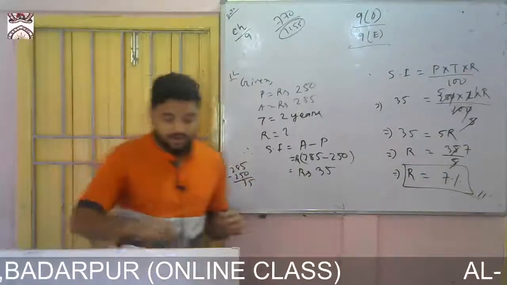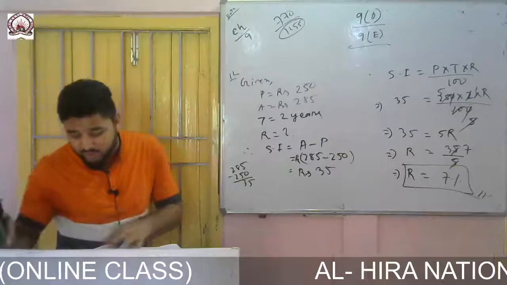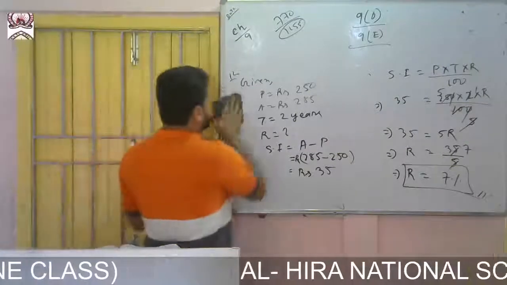So see how to find. First you write what is given. Given principal equals rupees 400. So write.